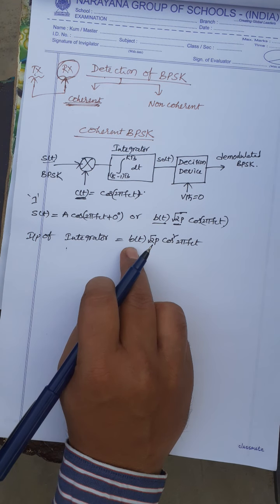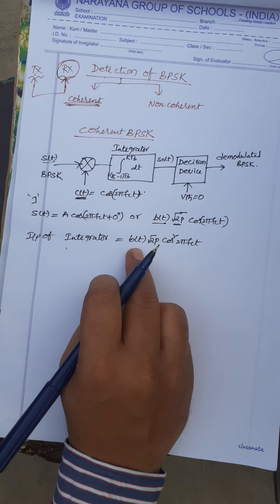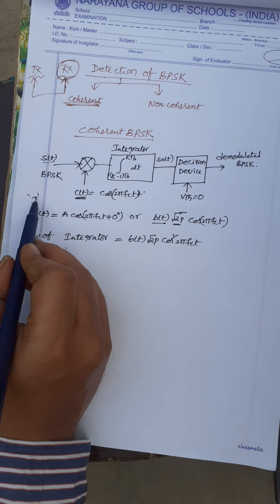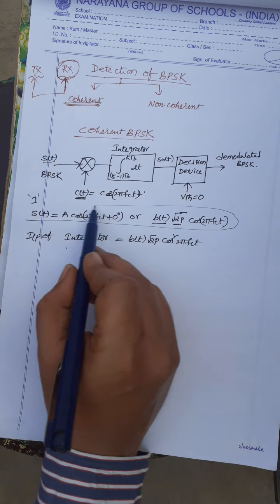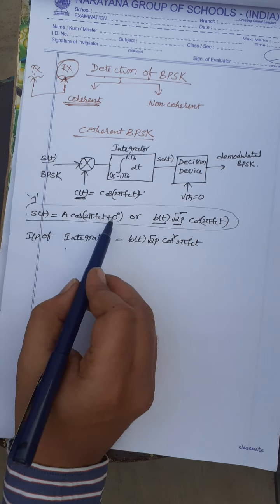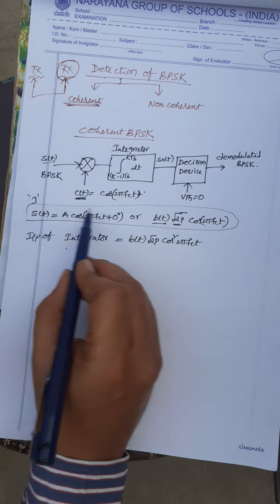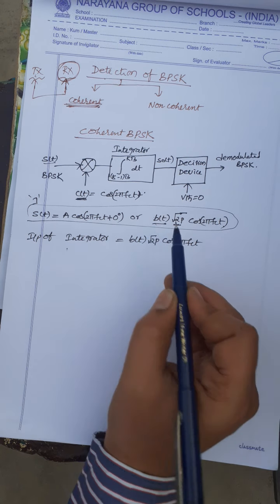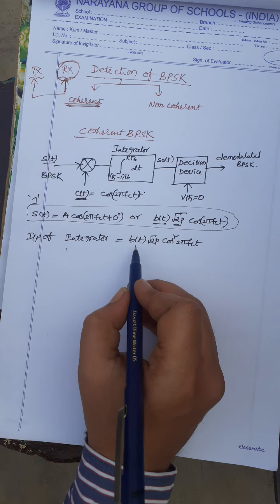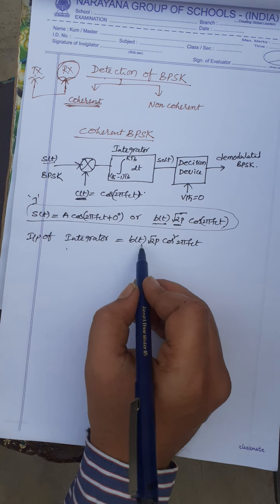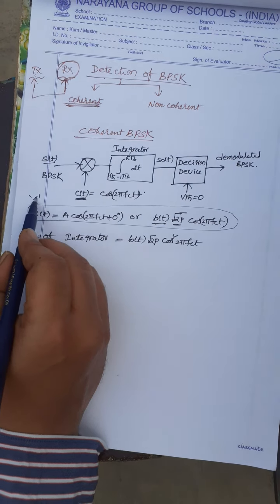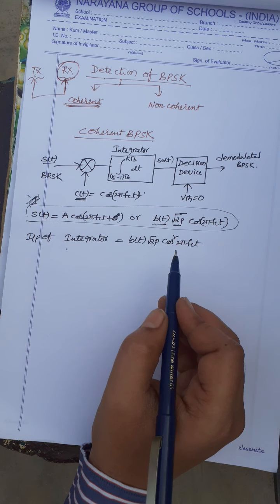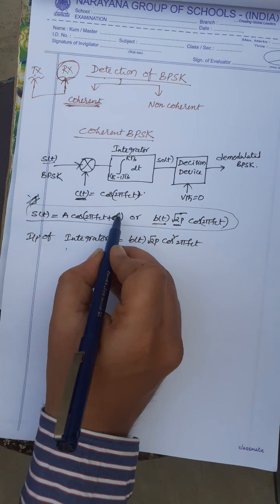Here B of t's value is 1 or 0. I am writing an equation which is common. For equation 1, the value of B of t is plus 1. For equation 0, the value of B of t is minus 1. I am writing the overall equation, that is B of t, that may be minus 1 or plus 1, whatever it may be. Now see here, I just explained one example.